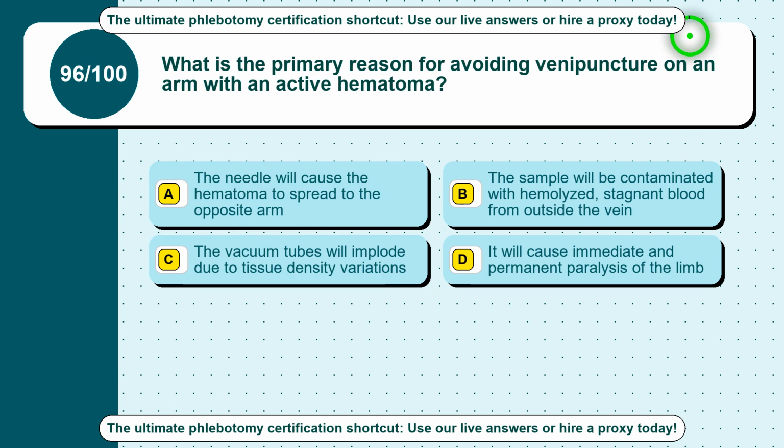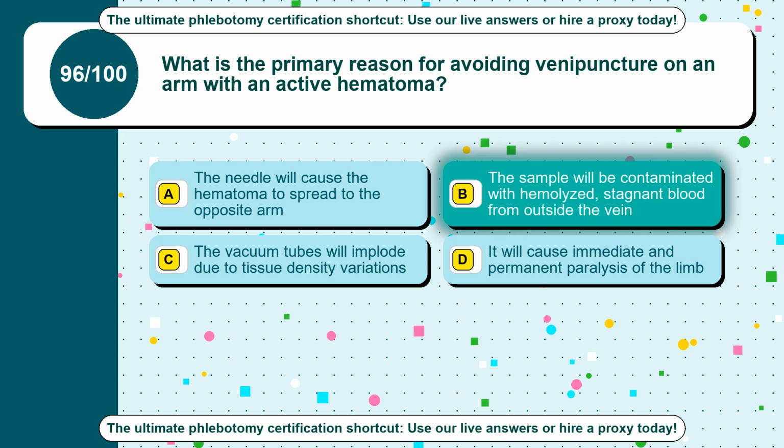Question 96. What is the primary reason for avoiding venipuncture on an arm with an active hematoma? Option A, the needle will cause the hematoma to spread to the opposite arm. Option B, the sample will be contaminated with hemolyzed, stagnant blood from outside the vein. Option C, the vacuum tubes will implode due to tissue density variations. Option D, it will cause immediate and permanent paralysis of the limb. The correct answer is option B.